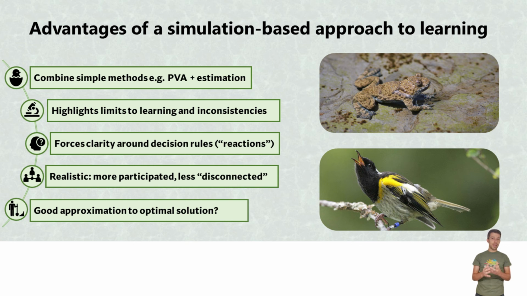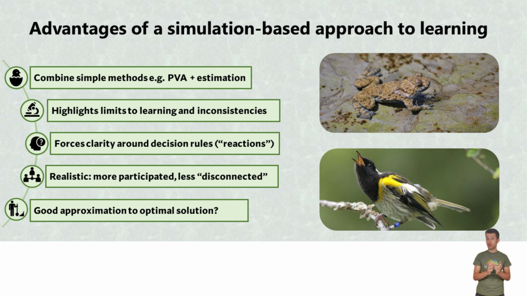First of all, in a simulation we use tools that we already use routinely, like PVAs, like estimation models, bird counts to estimate population sizes. These are things that we already encountered and many of us use. But by putting them on paper before we make a decision, it forces us to highlight the limitations of learning. For example, in the Hihi case, we learned that the population sizes remain so small that learning is anyway quite limited. There is a lot of uncertainty.